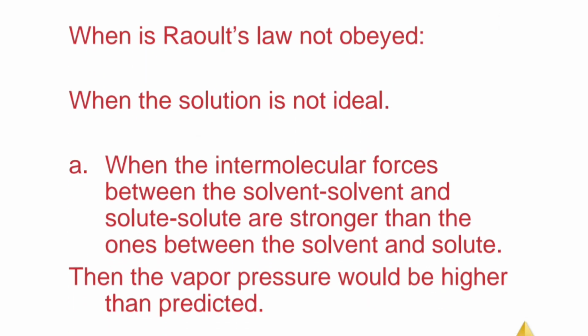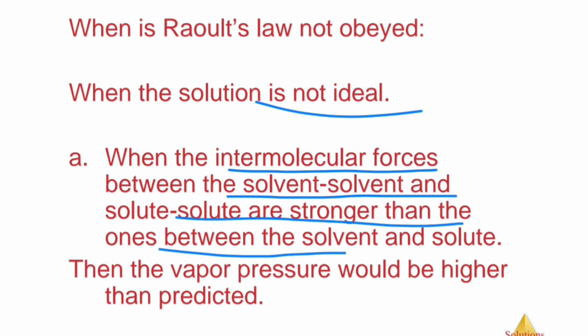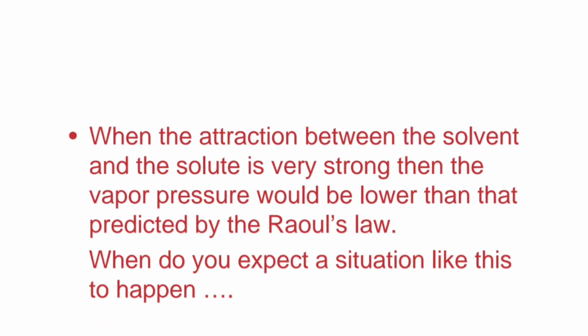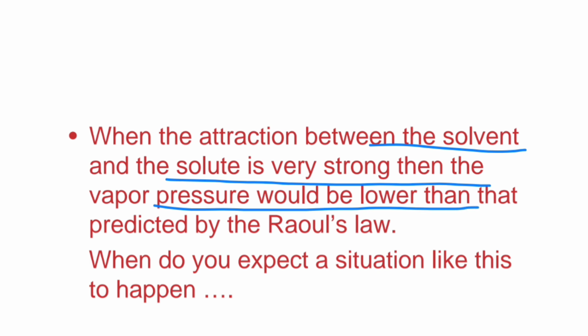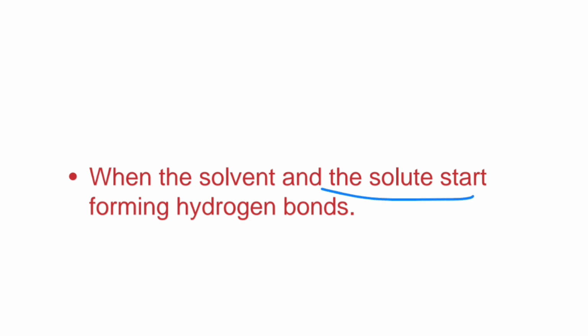When is Raoult's law not obeyed? When the solution is not ideal. When the intermolecular forces between the solvent and solute are weaker than those within the pure components, the vapor pressure will be higher than predicted. When the attraction between the solvent and solute is very strong, then the vapor pressure will be lower than predicted by Raoult's law, for example when the solvent and the solute start forming hydrogen bonds.